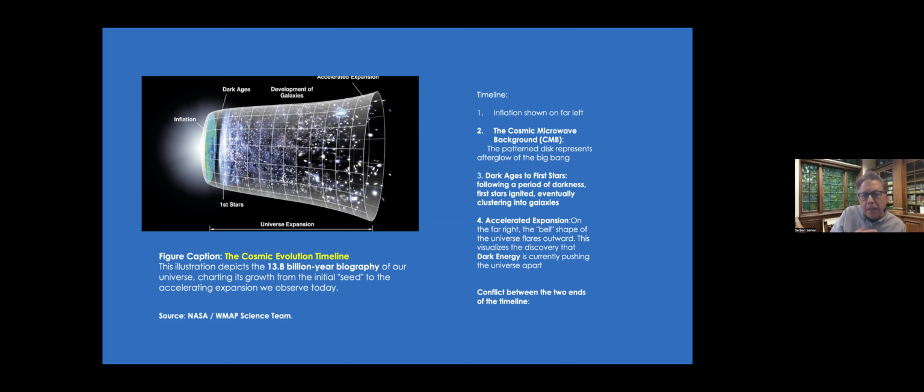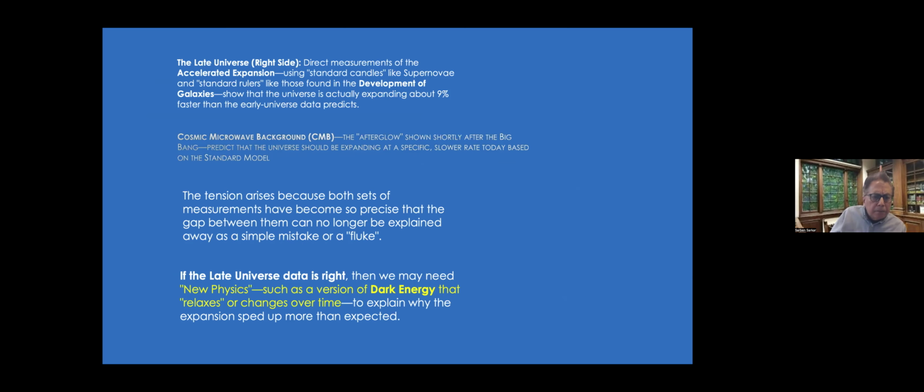This is again showing how the lambda CDM model overall has been very successful. It's managed to discuss all these: the cosmic microwave background, dark ages, first stars, etc. But if you see this bell shape here, there is a flaring at the end of the bell shape, which is showing that the dark energy is currently pushing the universe apart. So again, there is an increase in the expansion rate, which is not what you'd expect from lambda CDM. So where are we?